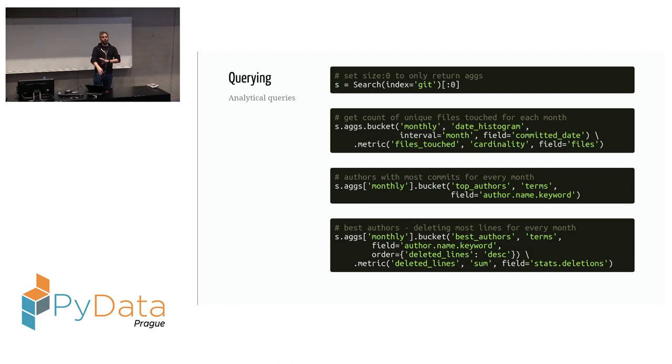So overall, what this query is doing is, for each month, it gives us the number of unique files touched and the top 10 most productive authors for that month, and then also gives us the overall top 10 authors based on their productivity, based on how fast they can delete code. And this will all happen in a single query if we execute this. So to me, that's pretty cool, because we can do all of that in a single request. So I don't have to run multiple requests. And also Elasticsearch will just do one pass over the data and calculate all of these aggregations at once.